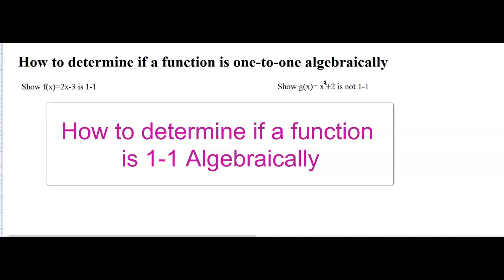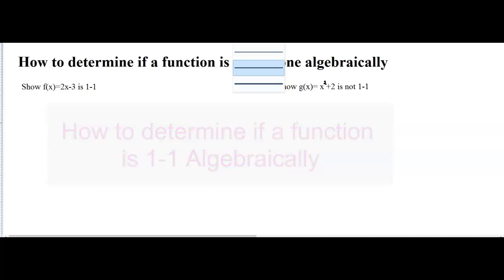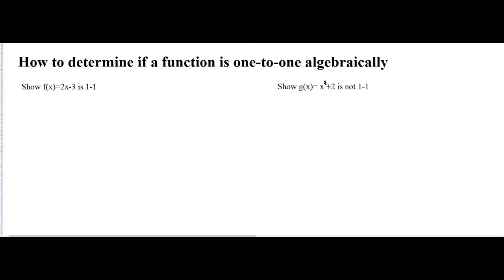How to determine if a function is one-to-one algebraically. Okay, so if you're asked to show that a function is one-to-one algebraically, the thing to keep in mind is that if f of x1 is equal to f of x2, then that should mean that x1 is equal to x2. So we're going to use this part of the definition of a one-to-one function to prove this.